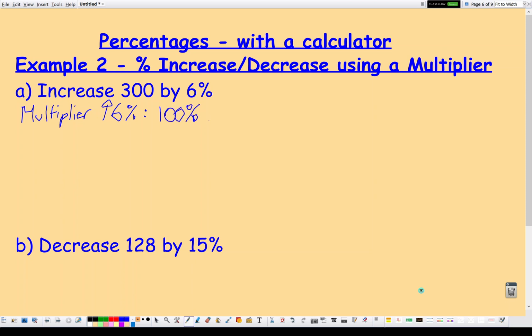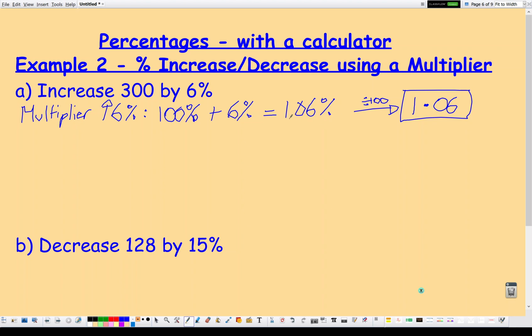So we start at 100%, we are increasing, so we add on this percentage here, 6%. That means that I will then have 106%, which I change to a decimal by dividing by 100. And that gives me my decimal multiplier as 1.06. And when you practice this, you really start to get the hang of it. Add 6%, 106, 1.06. If it was 8%, it'd be 108%, which is 1.08. Just remember to always do that division by 100. Always remember to change it into a decimal.